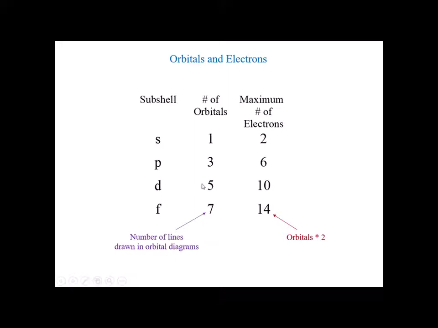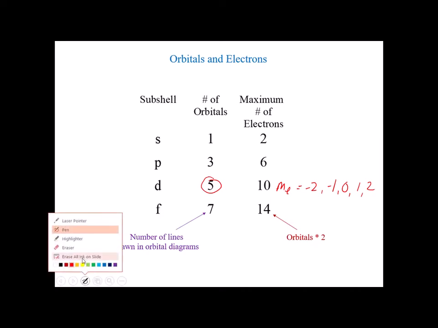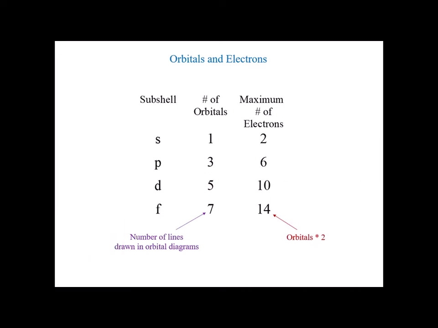Okay, so let me choose that one. So the M sub L here is a -2, a -1, a 0, a 1, and a 2. So there are 1, 2, 3, 4, 5 values here. And then 5 times the 2 gives me 10. And this is going to equal the number of lines that you draw when you do your orbital diagrams. And this is just the orbitals times 2. And that is all of this presentation.